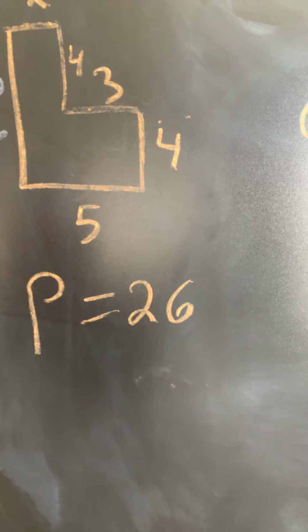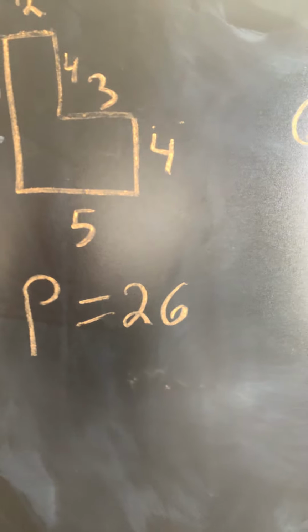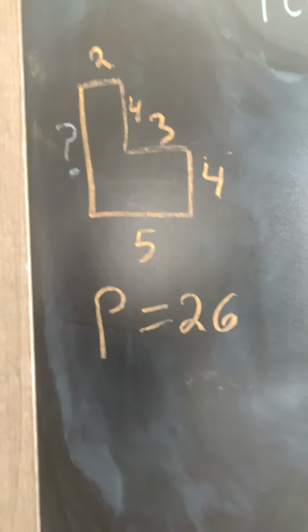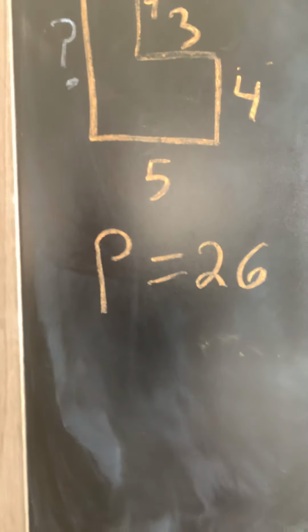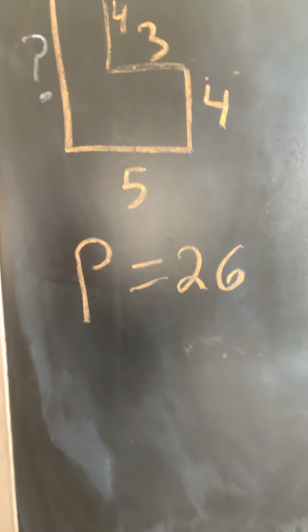Okay, today's perimeter lesson, how to find a missing side. I gave you an irregular figure. There are 1, 2, 3, 4, 5, 6 sides. So to find the perimeter, you need to add up 6 numbers, but you only have 1, 2, 3, 4, 5 numbers.